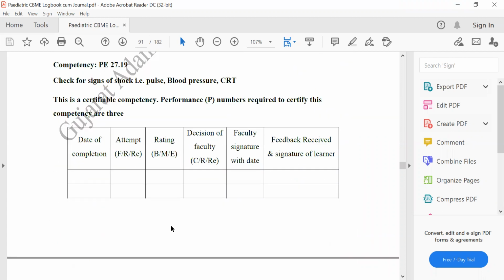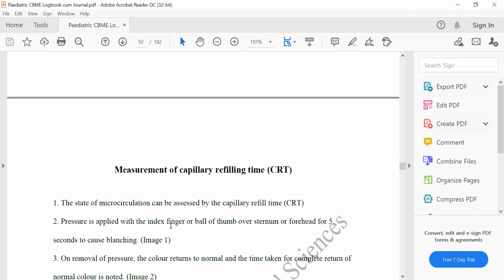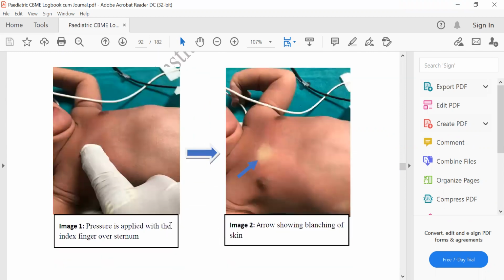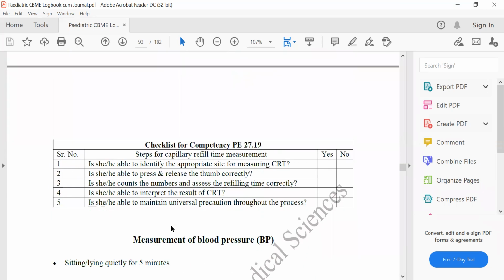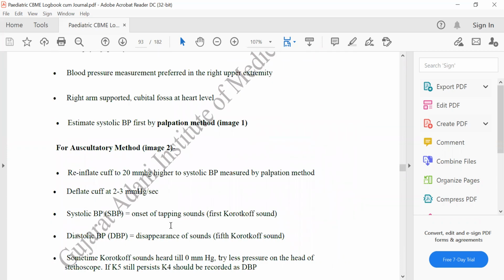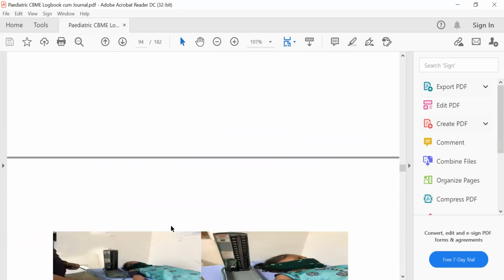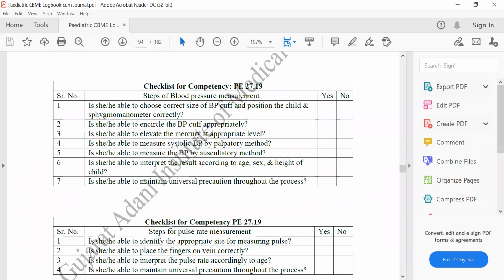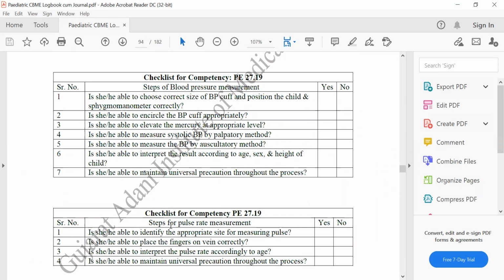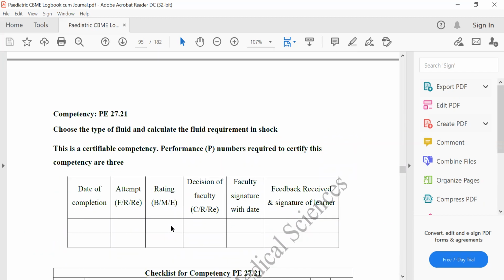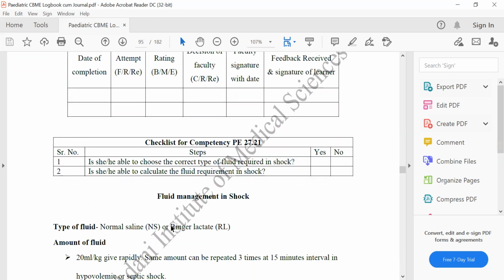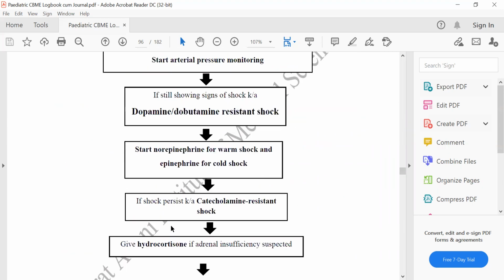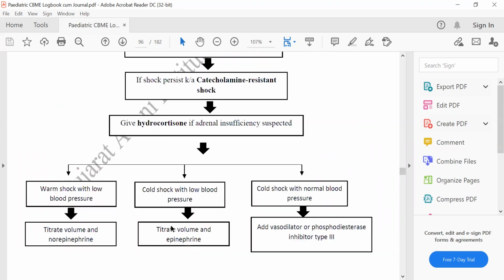Now the signs of shock, and this is also a certifiable competency. So for this, again, I have mentioned this picture, and this is the checklist. And for the blood pressure measurement, these are the steps, and these are the pictures. And this is the checklist for both BP measurement and the pulse rate measurement. So for the fluid calculation, this is the flow diagram, how the student will manage the case of shock.